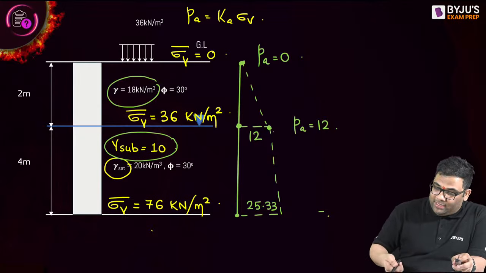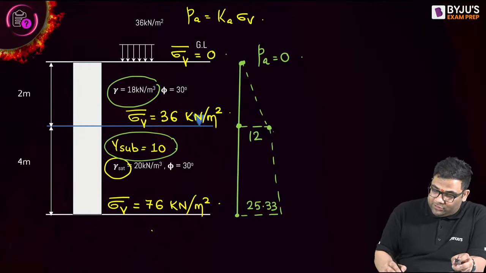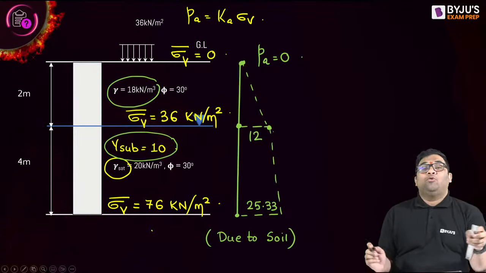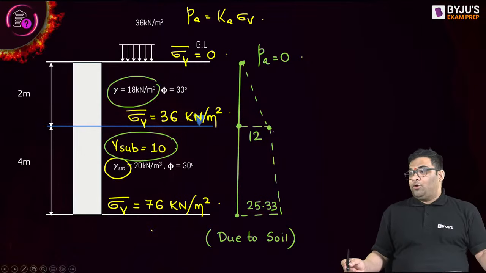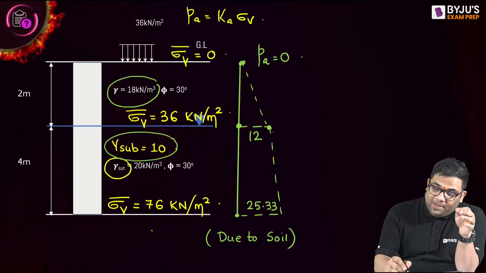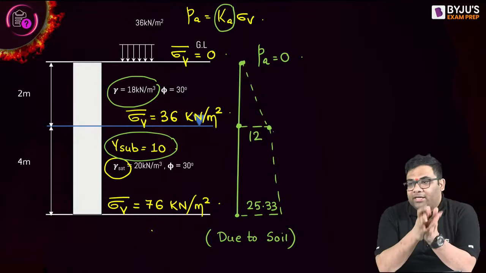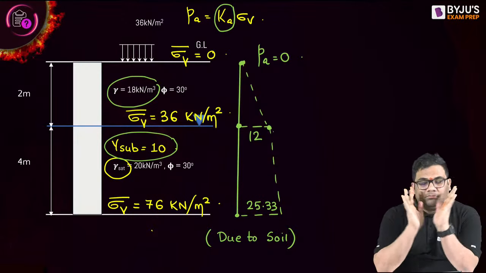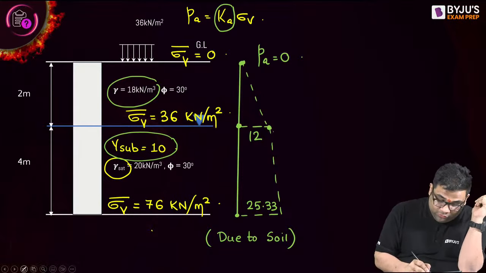Everybody understood how I draw the distribution of earth pressure due to soil? Tell me yes or no. How to draw? Easy. Just take the vertical stress, multiply Ka. Yes. Now next is due to water.